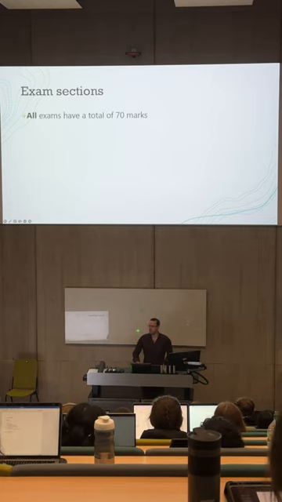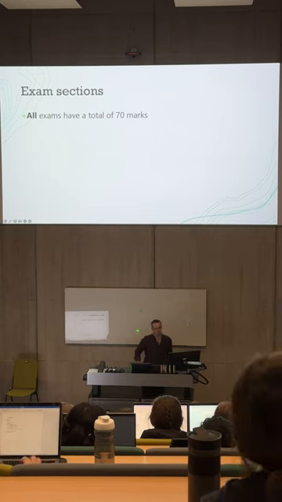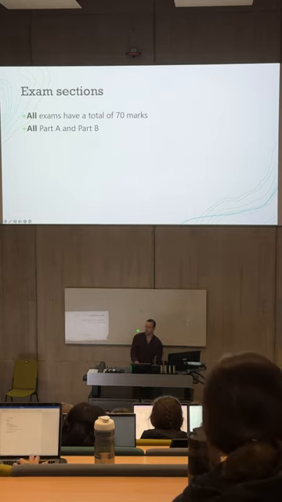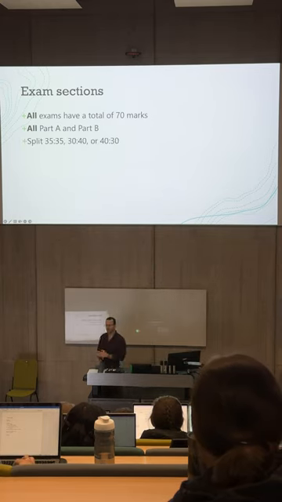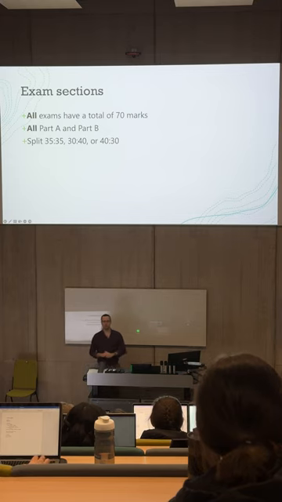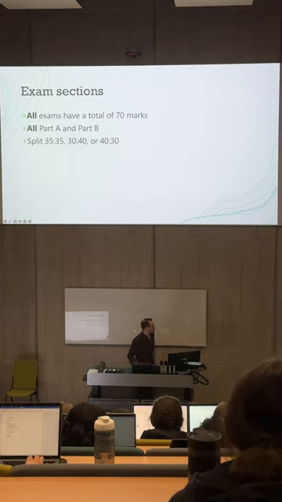Each exam is made up of two sections. All of the exams total 70 marks. They all have a section A and a section B. And these are split either 35-35, 30-40, or 40-30 across A and B. So they're all roughly half.